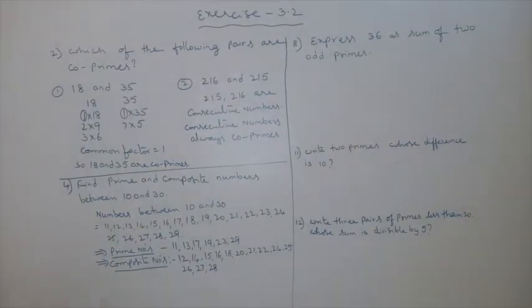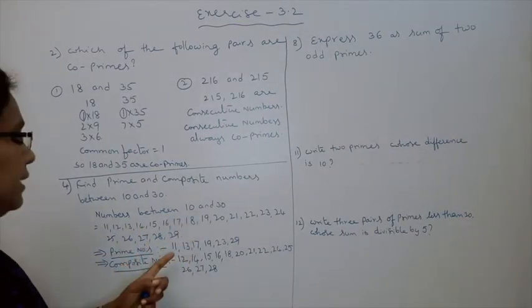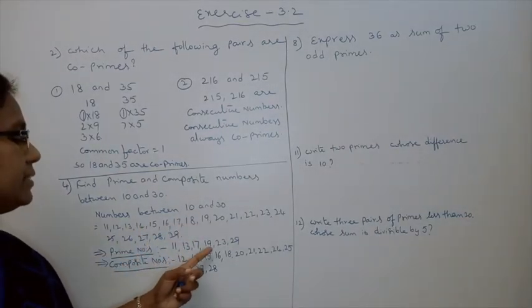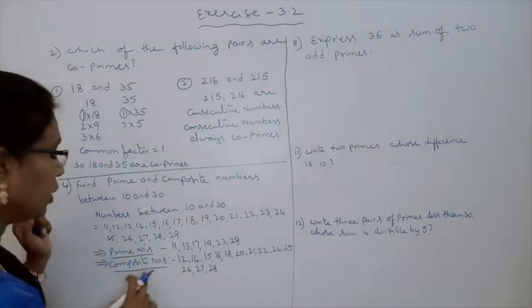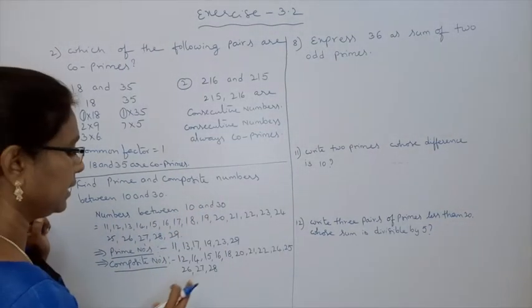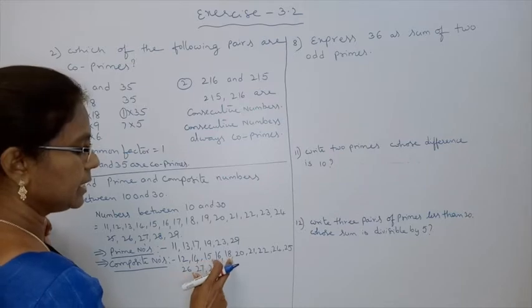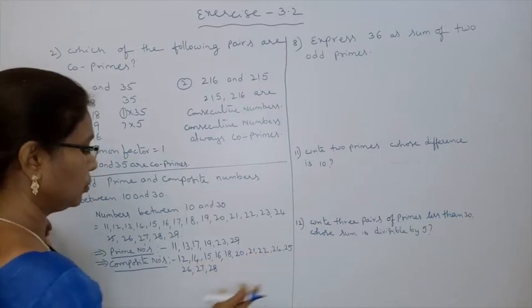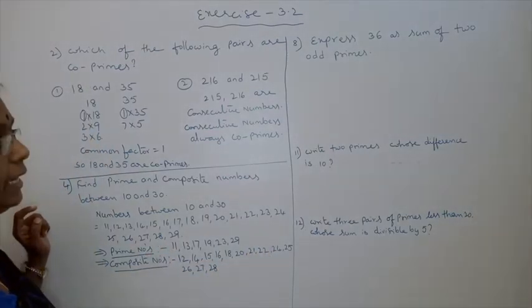Then what are the prime numbers between 10 and 30? 11, 13, 17, 19, 23, 29. What are the composite numbers between 10 and 30? 12, 14, 15, 16, 18, 20, 21, 22, 24, 25, 26, 27, 28.